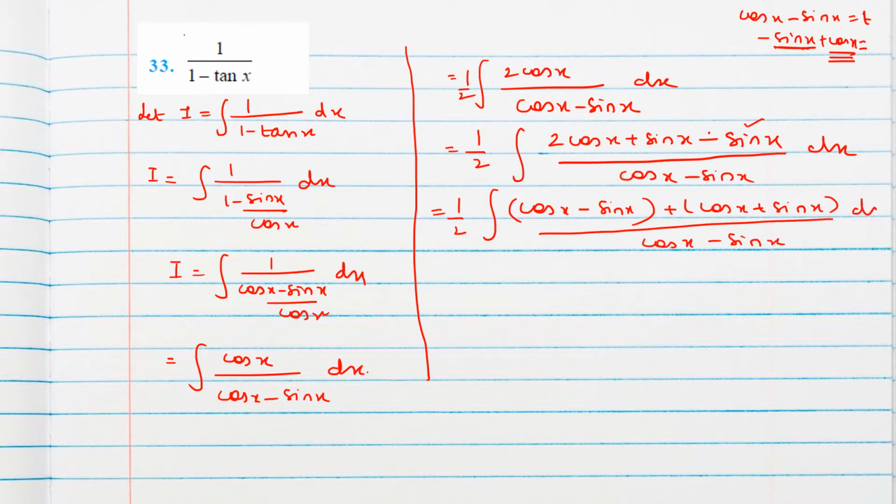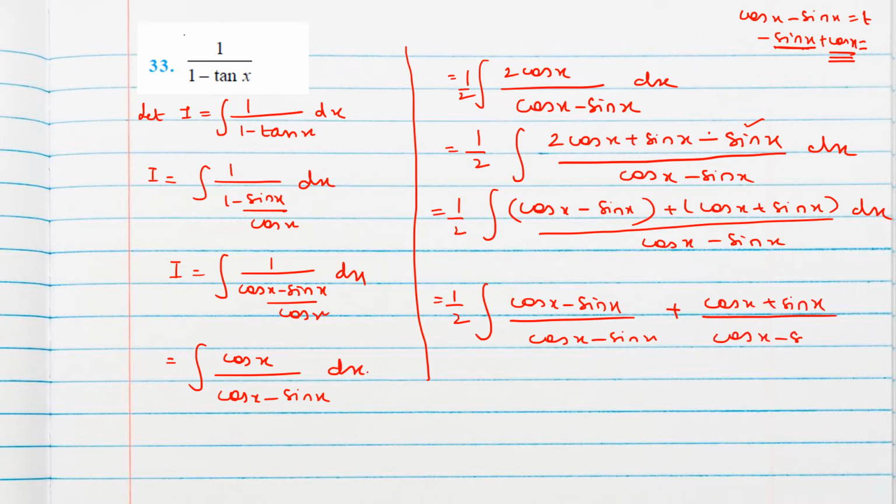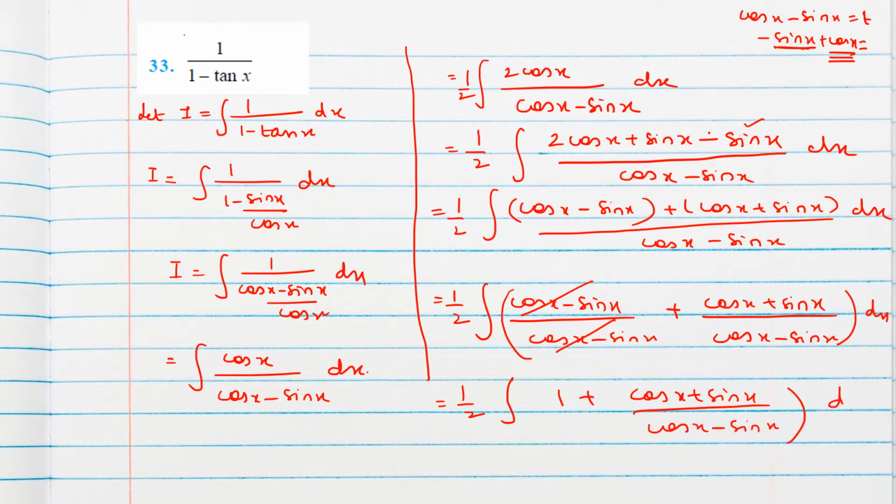Okay. Now we can separate the denominator. So cos x minus sin x divide by cos x minus sin x plus cos x plus sin x divide by cos x minus sin x dx. But these two are same, so we can cancel here. 1 by 2, 1 plus cos x plus sin x over cos x minus sin x dx. Now in the next step we can separate the integral.